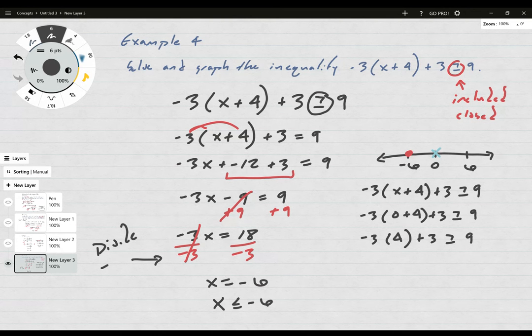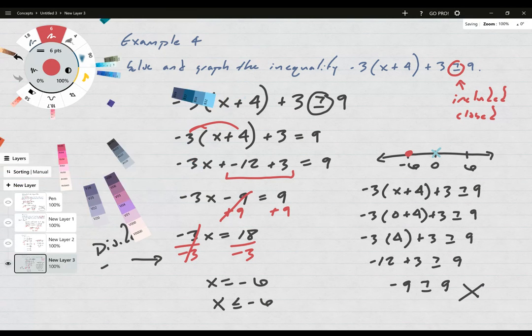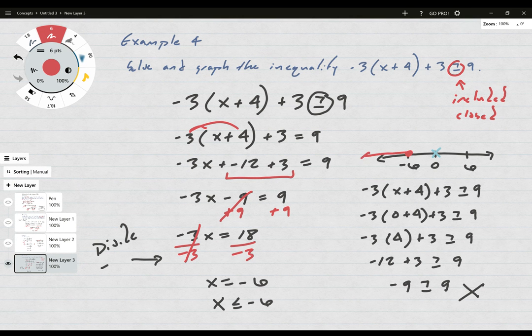Negative 3 multiplied by 4 is negative 12. Negative 12 plus 3 is greater than or equal to 9. Negative 12 plus 3 is negative 9. Negative 9 is greater than or equal to 9. That does not work out, so that's not true. So if 0 is not a solution, that means it has to go the opposite direction. And so that means your solutions can be negative 6 or anything less, which makes this true.